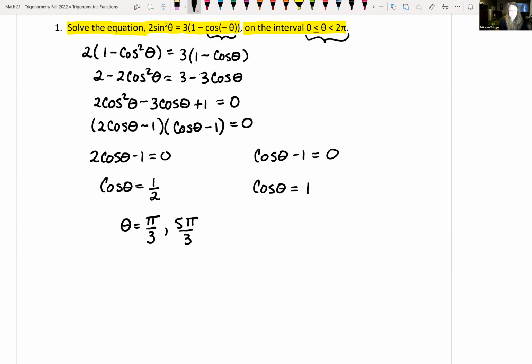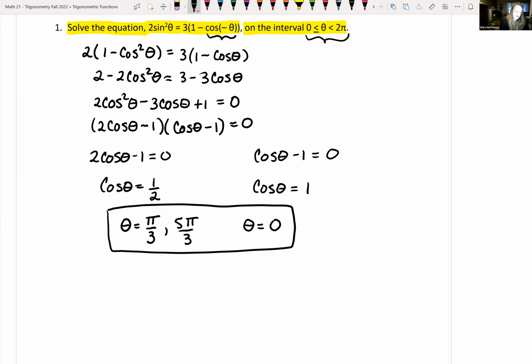There's only one value of theta between 0 and 2 pi that makes cosine theta equal to 1, and that's 0. So we have 3 solutions to this equation between 0 and 2 pi, not including 2 pi. Okay, let's look at the next problem.